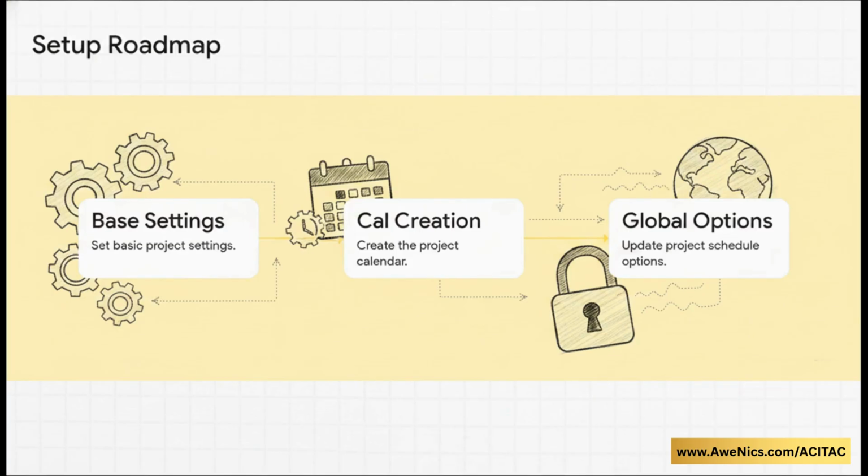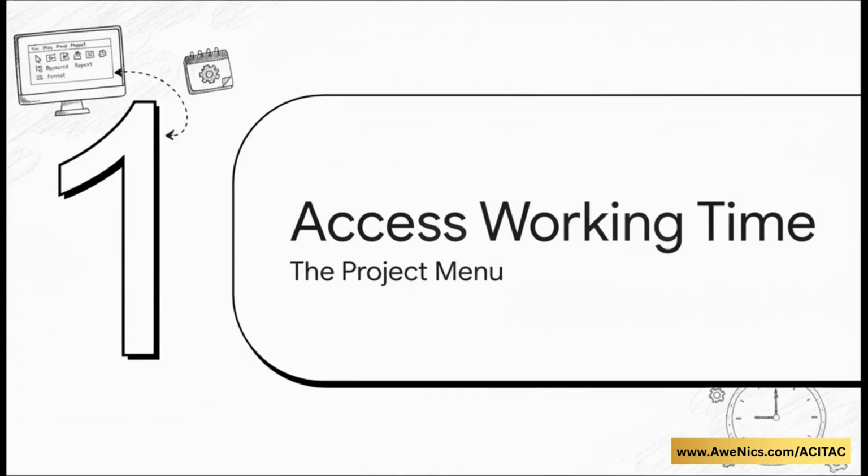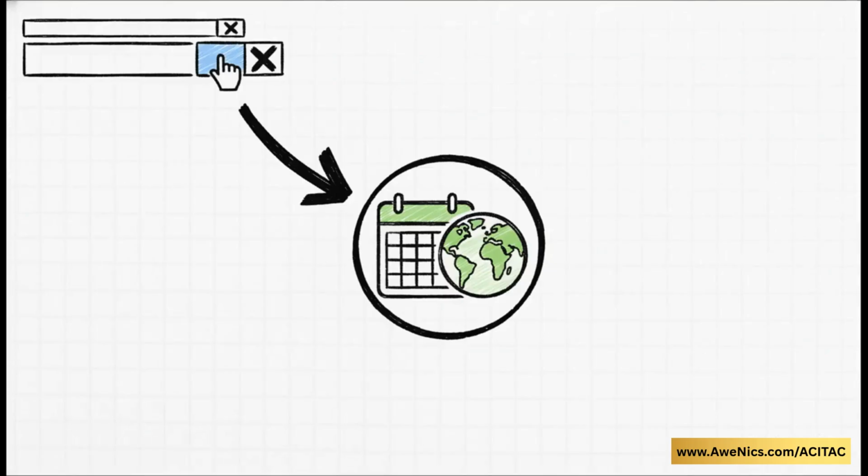Right, let's hit step 1. Step 1. Accessing project working time. So when you fire up MS Project and realize you need to define your working days, where exactly do you go? The ribbon has File, Task, Resource, Report, Project, View. It is super tempting to just jump straight to Task or Resource, but don't do it. You must navigate specifically to the Project menu.